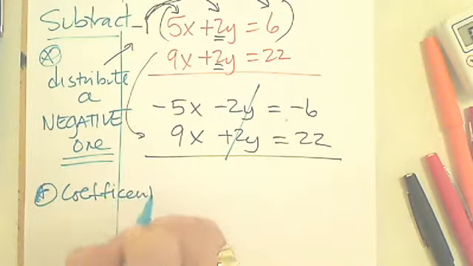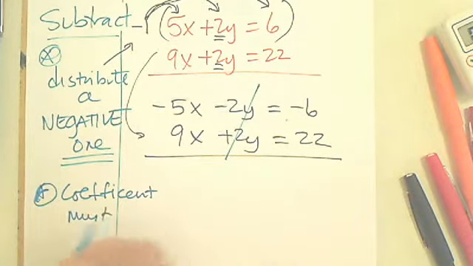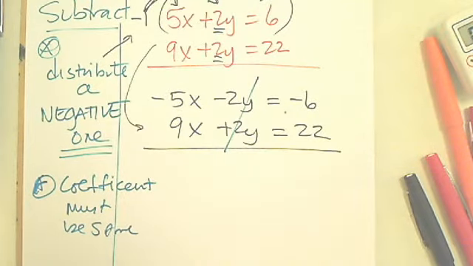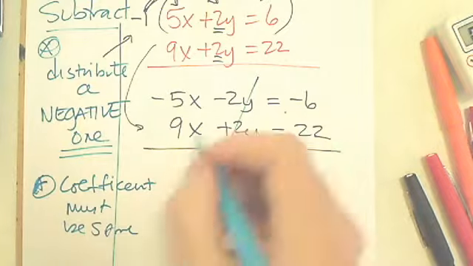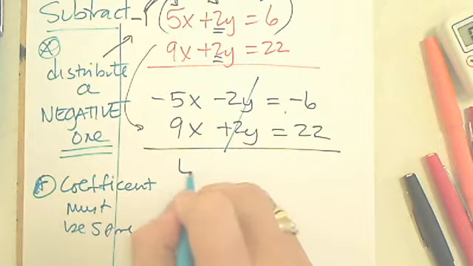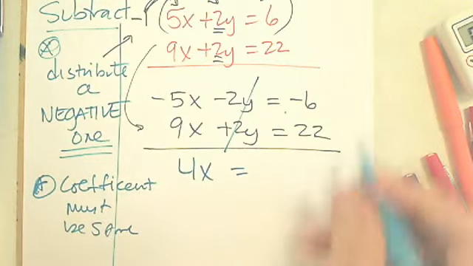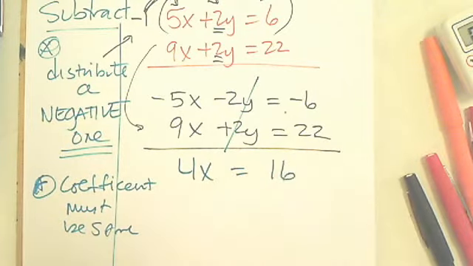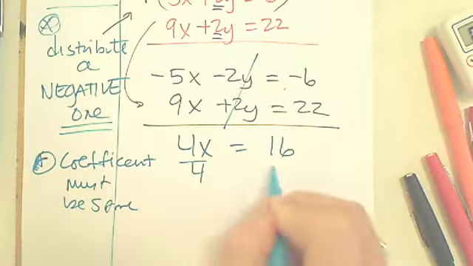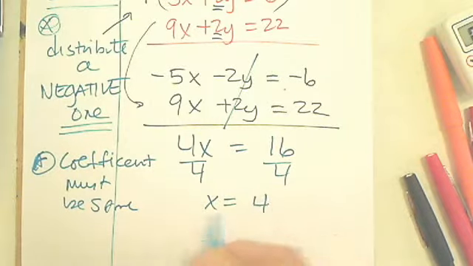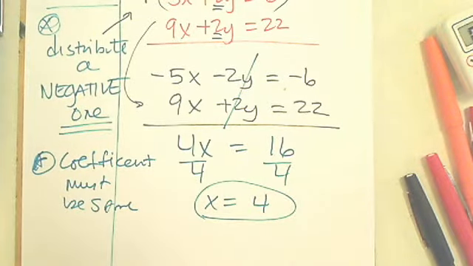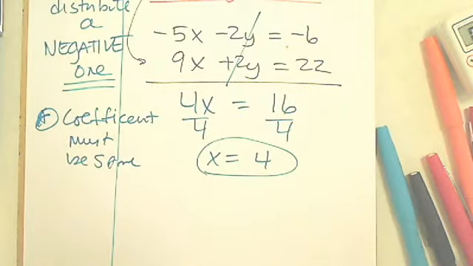The coefficient is a number located where? Before the equal sign. No, before the letter. So 5x plus 4x is 9x. 22 minus 6 is 16. 16 divided by 4, x is 4.